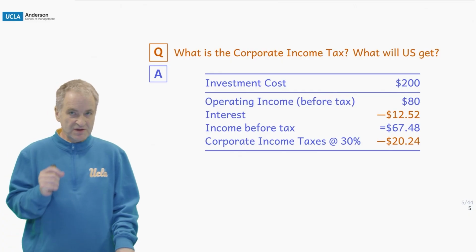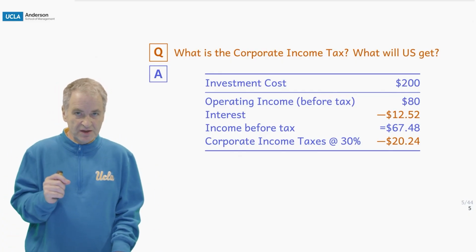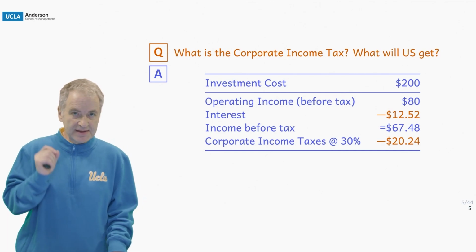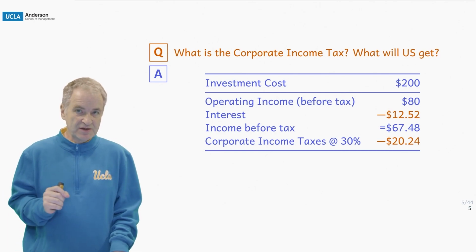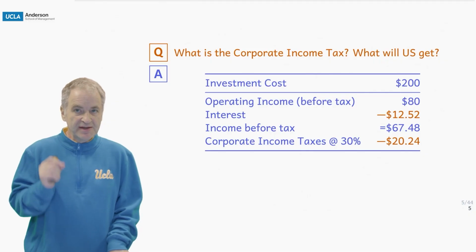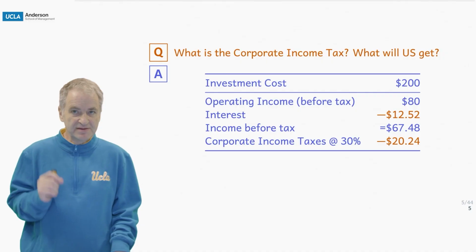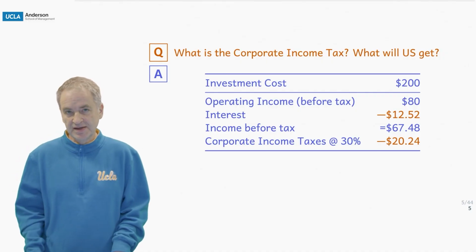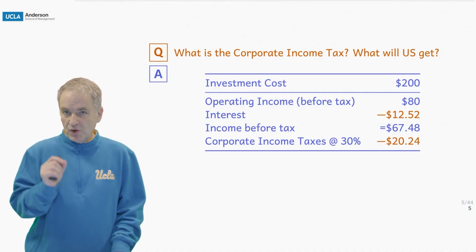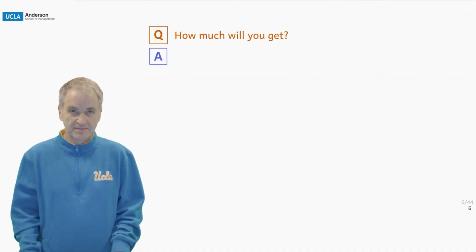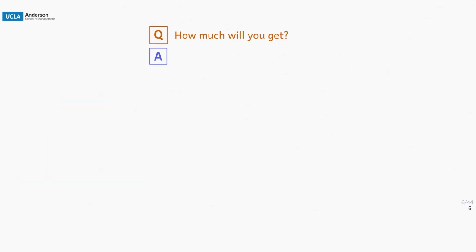Same as before, we start with an investment cost of $200. Operating income is still $80. However, before we calculate the tax, we first subtract off the interest. The interest in this example is $12.52. So your income before tax is $67.48. Now you only pay $20.24 in taxes. How much will you get? Please pause this video now, answer the question on a piece of paper, and then continue.